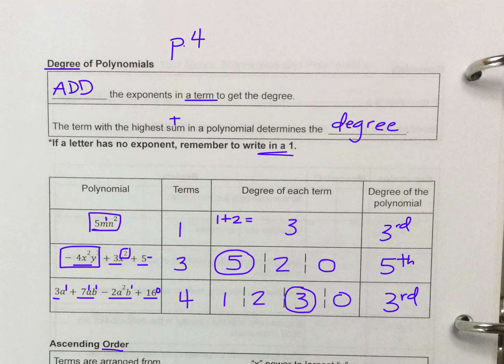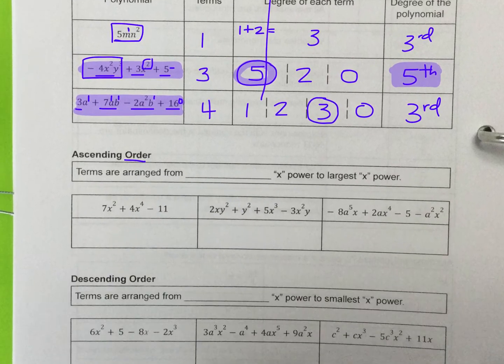So even though the third one right here has 4 terms in it, and this middle one only has 3, the middle one is higher degree because its exponents added up to a higher number. Now we're going to practice ordering our polynomials.